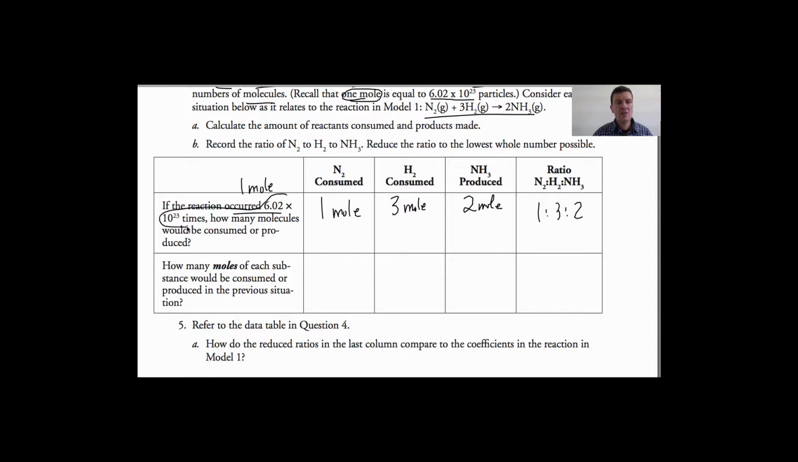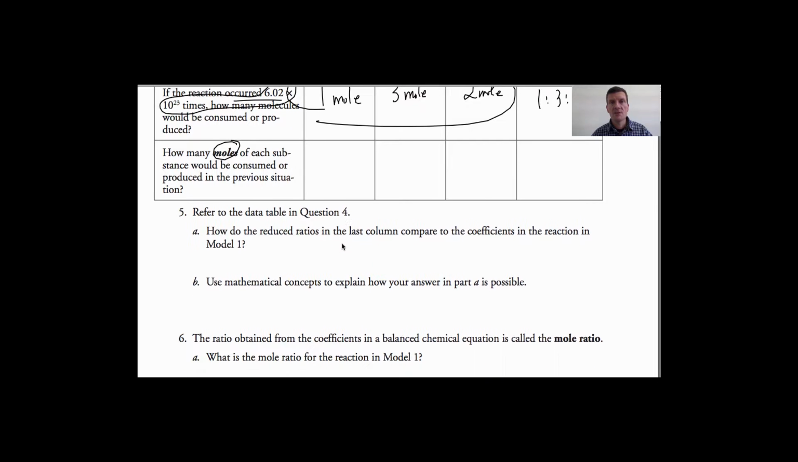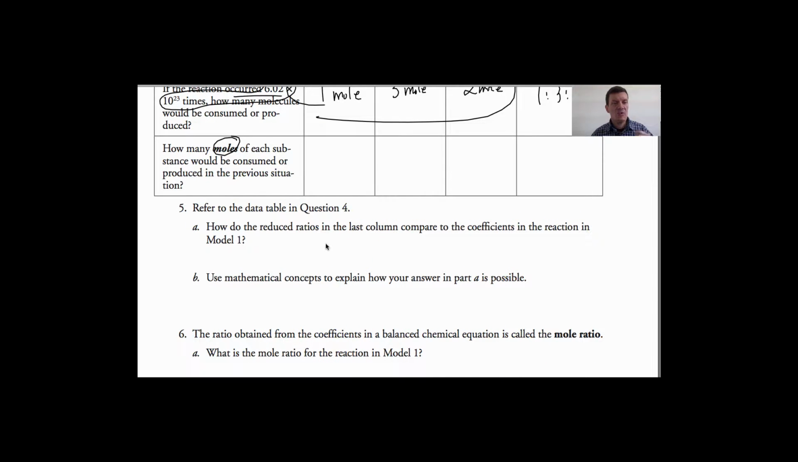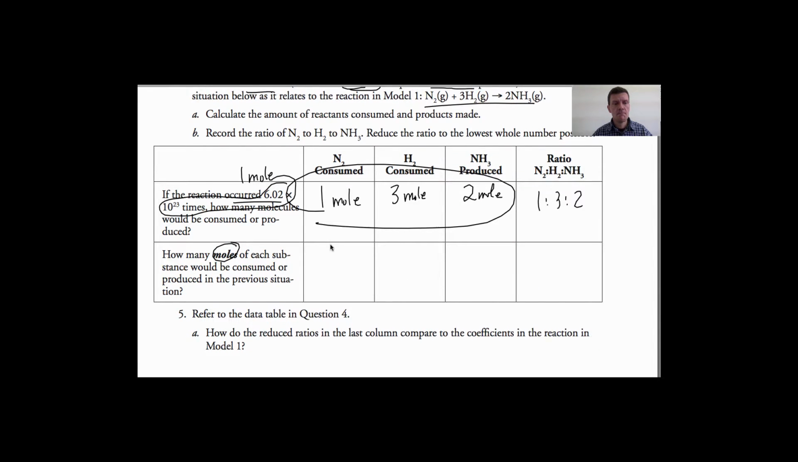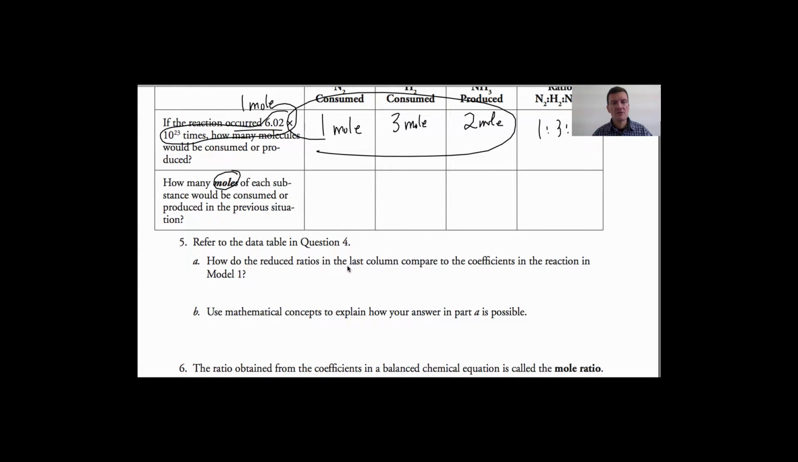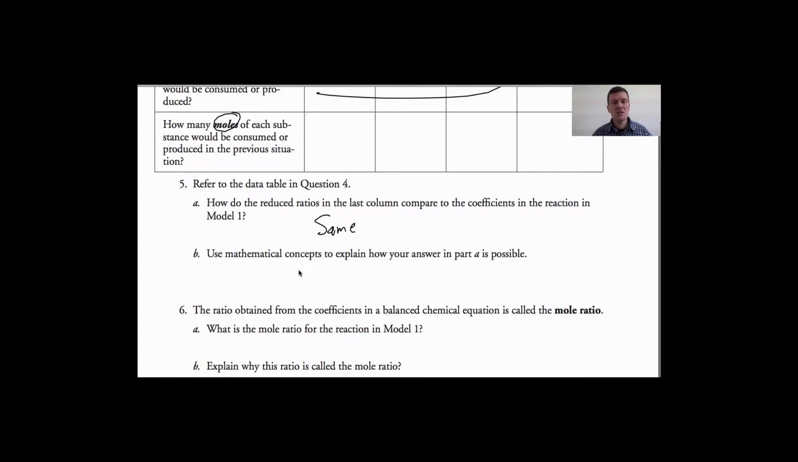This number right here is just a mole. How many moles? I just said it right there. I already answered that question. All right? Refer to the data table in question 4, right here. How do the reduced ratios in the last column compare to the coefficients of the reaction? Exactly the same.